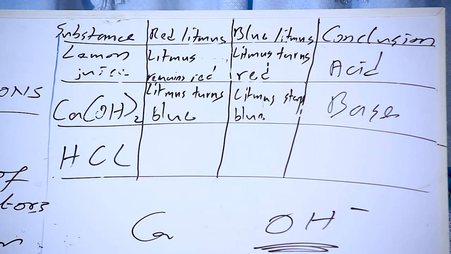Either organic acid or inorganic acid. And because it's an acid, all acids make litmus red, irrespective of the color of the litmus paper.